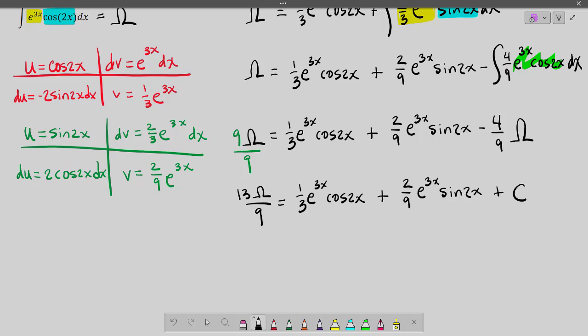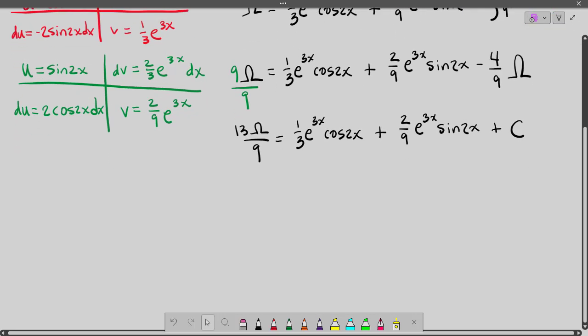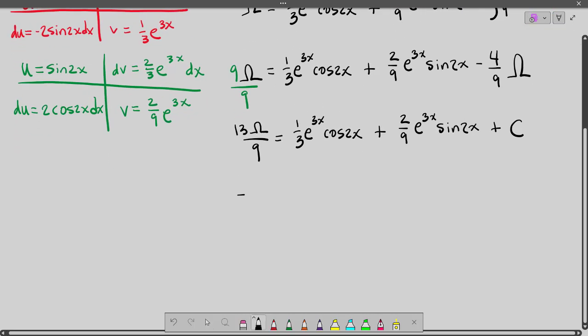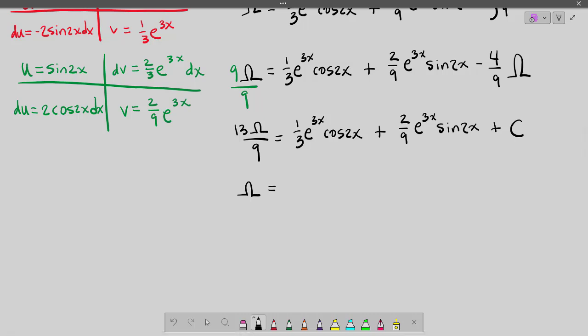So then this side gets multiplied by 9/13. So we distribute that 9/13 to each of those terms. And then 9/13 times a constant is just a constant. So we keep that as a C. Other questions on that?